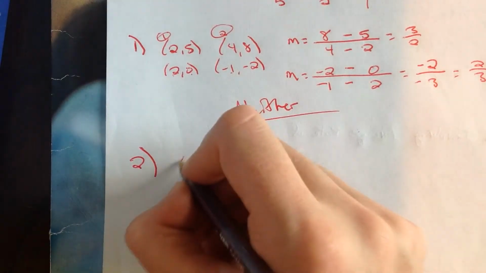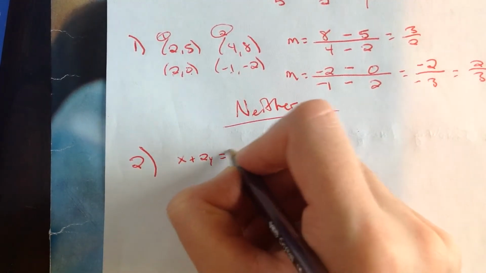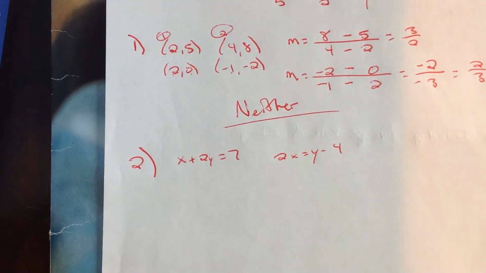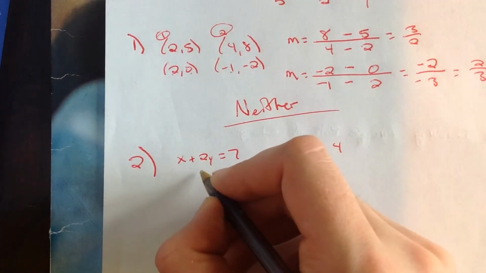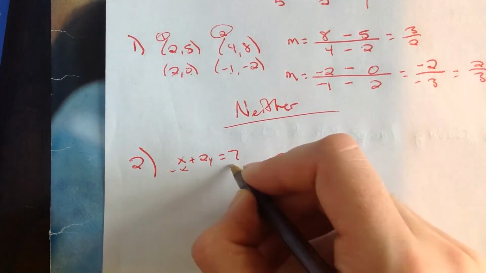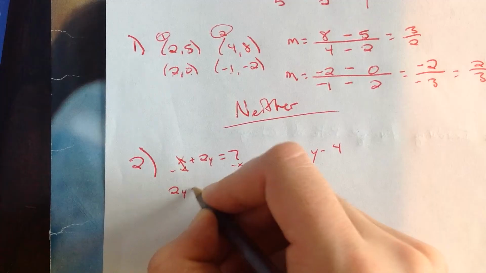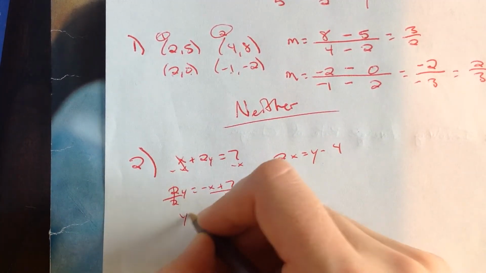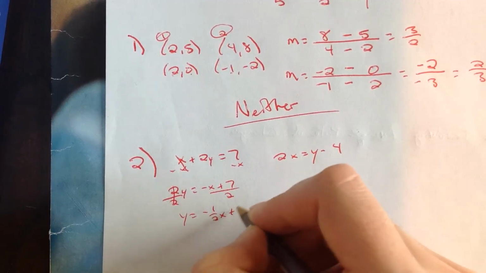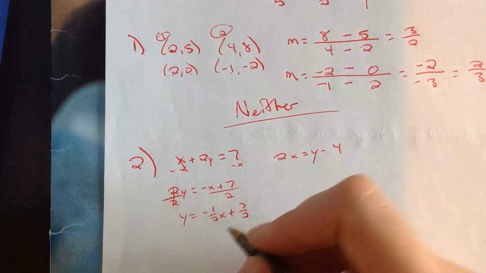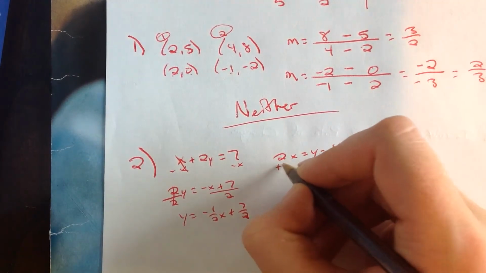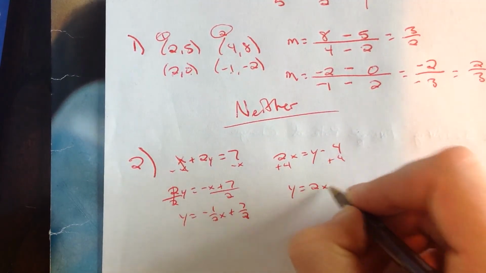A second example is given 2 lines. Remember, we were able to solve for our slope when it was in a y equals format. So, to get y by itself, we're going to minus x and have 2y equals -x plus 7. Divide both sides by 2. Y equals -1/2 x plus 7/2. This one, add 4 over, so y equals 2x plus 4.